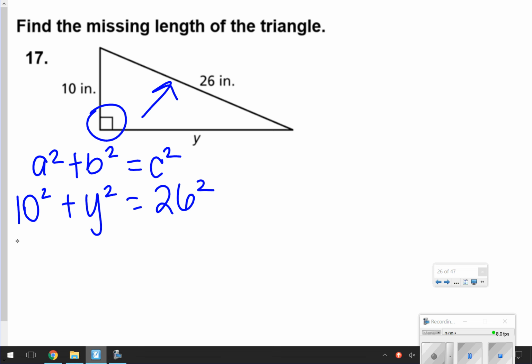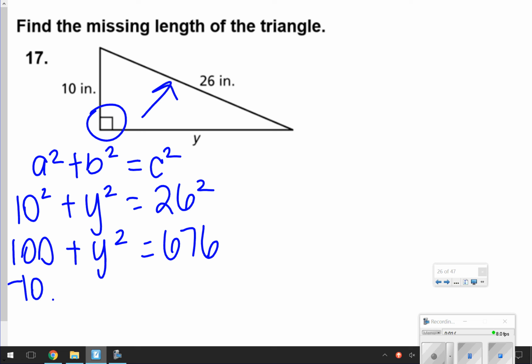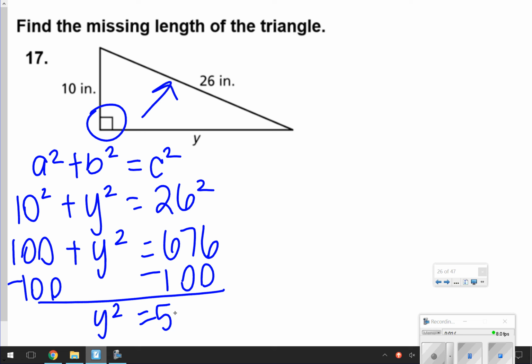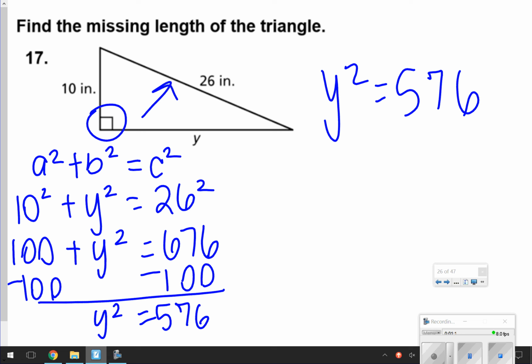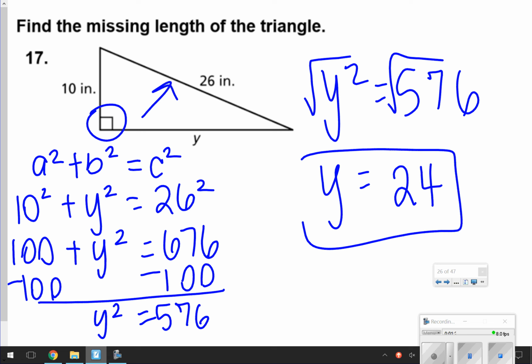Okay, 10 squared is 100. Y squared, not sure of. 26 squared is 676. Solving for y, I'm going to subtract 100, so that y squared is equal to 576. Now, I need to know what just y is equal to, not what y times y is. So what I'm essentially doing is finding the square root of both of these. The square root of y squared is just y, and the square root of 576 is 24. So y is equal to 24.